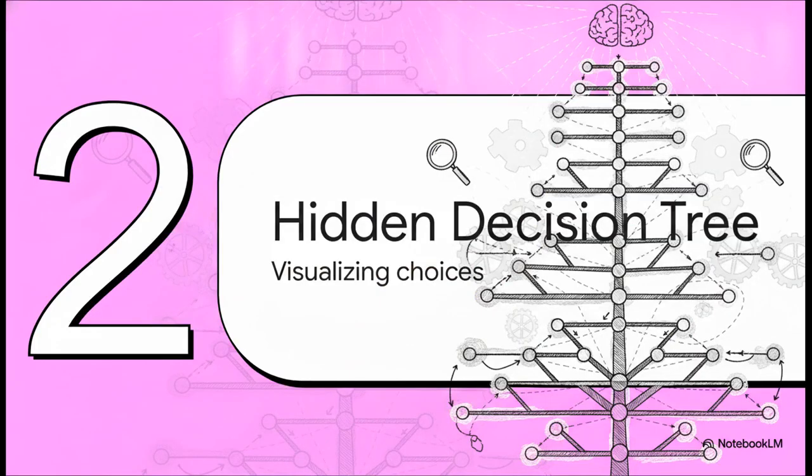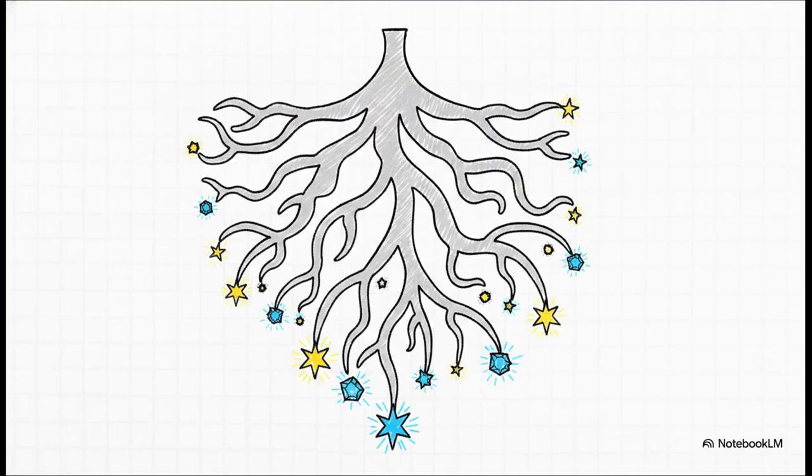Moving right along to Section 2, the hidden decision tree. Let's start visualizing your choices. Here is the secret. Every single combinatorial problem hides a massive decision tree. It's like a giant puzzle. You always start at the very top, the root, with a completely empty state. From there, you branch out by making a single choice.